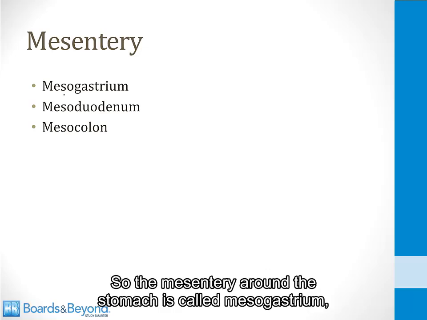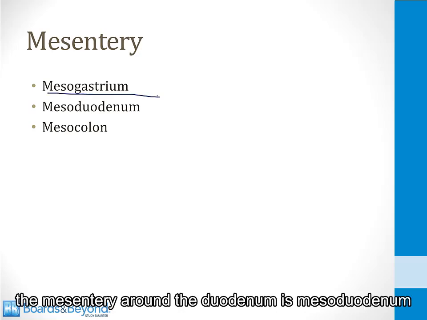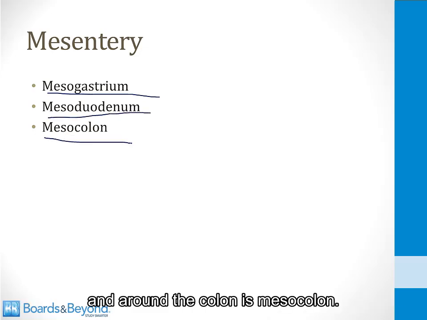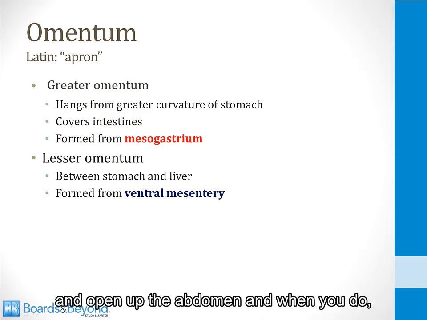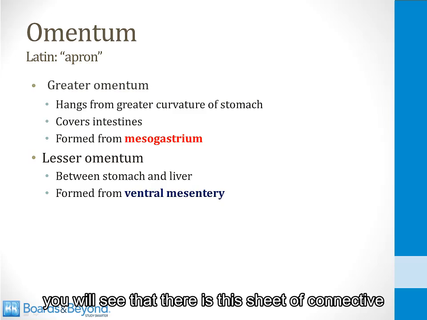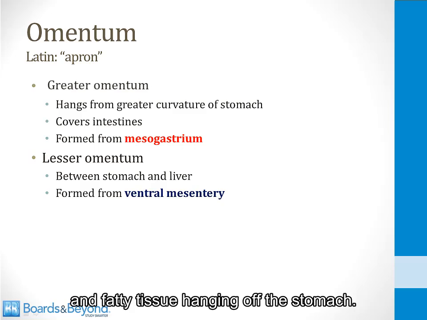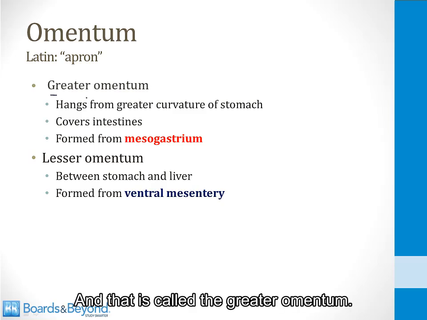So the mesentery around the stomach is called mesogastrium, the mesentery around the duodenum is mesoduodenum, and around the colon is mesocolon. Hopefully you all get to go into the anatomy lab and open up the abdomen, and when you do, you will see that there is this sheet of connective and fatty tissue hanging off the stomach, and that is called the greater omentum.